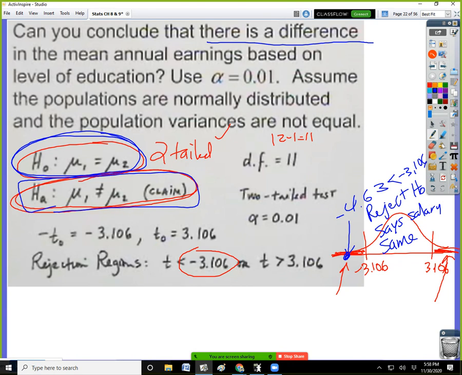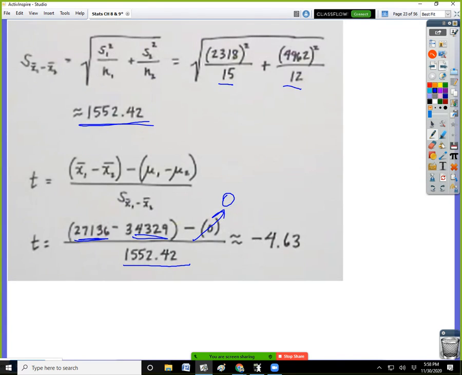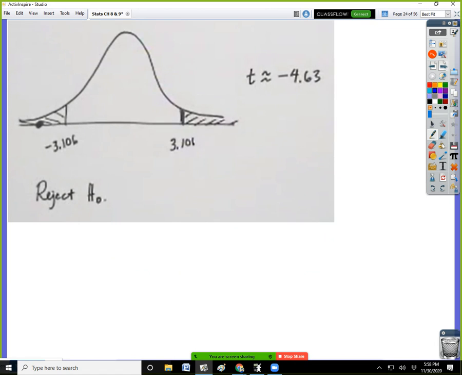Right? Which means that my claim that their difference is good. Does that make sense? So we go to the next page. Reject H0 because our test statistic is minus 4.63.